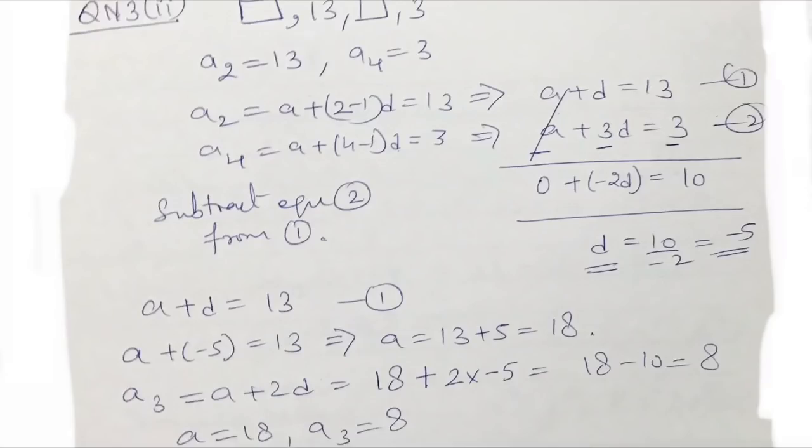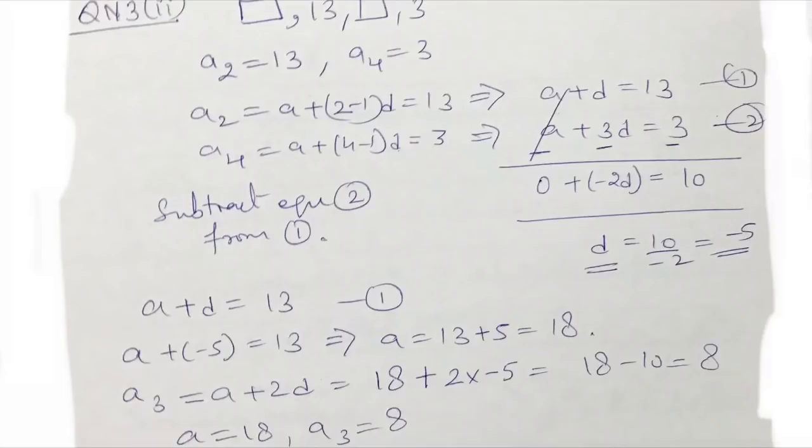Missing second term is 13. Third term is missing and fourth term is 3. So first of all, dear students, let us write the given information. We are given A2 is 13 and A4 is 3. Now using the nth term formula, what is A2? It is a plus (2 minus 1) into d, which is equal to 13. So it is a plus d is equal to 13. And what is A4? It is a plus (4 minus 1) into d, which is a plus 3d is equal to 3. Now let us mark these two equations as equation 1 and equation 2.